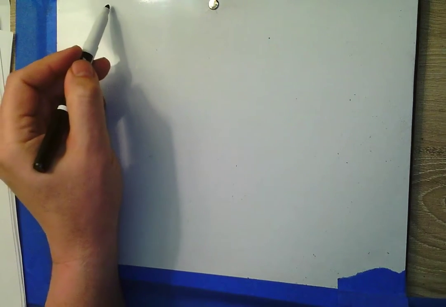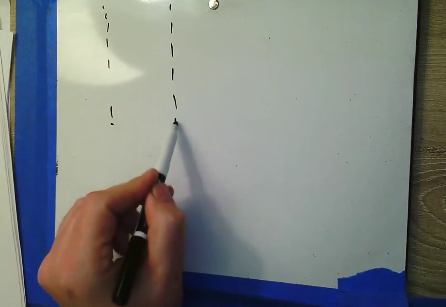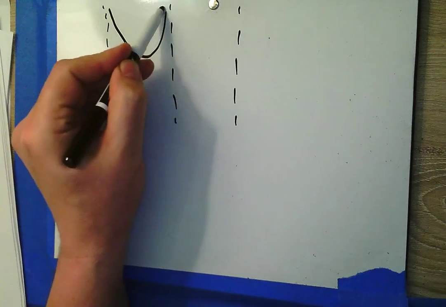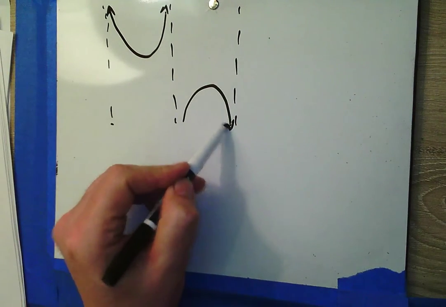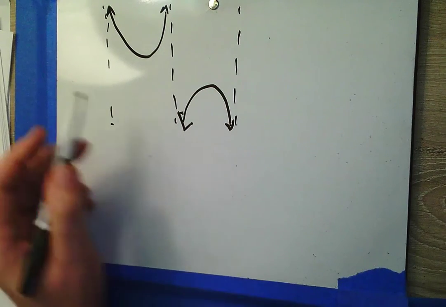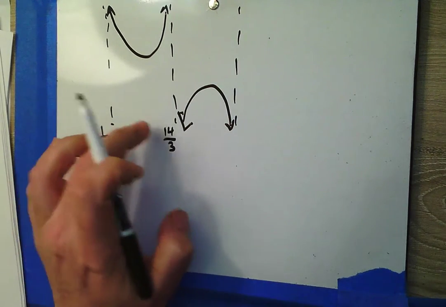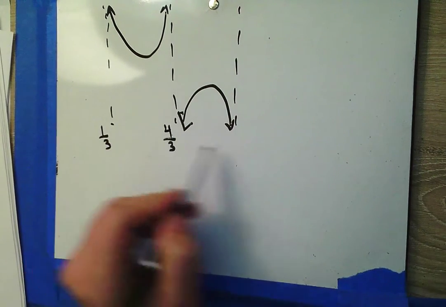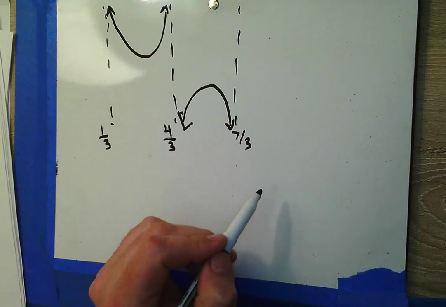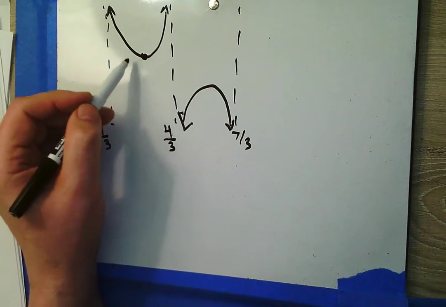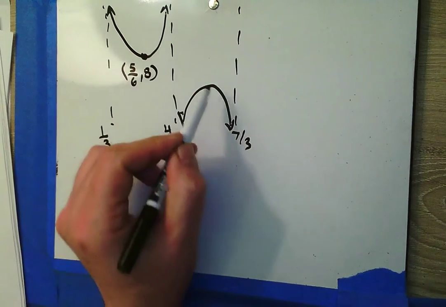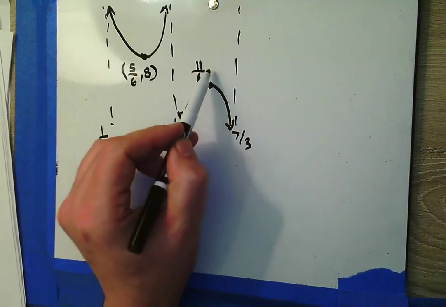Let's do 2 more secant and cosecant, and then we'll do 4 tangent and cotangent, and we'll be all set. So how about this graph? I've got 1/3, 4/3, and 7/3. Okay, and this point is located at 5, 6, 8, and this point is located at 11, 6, 2.